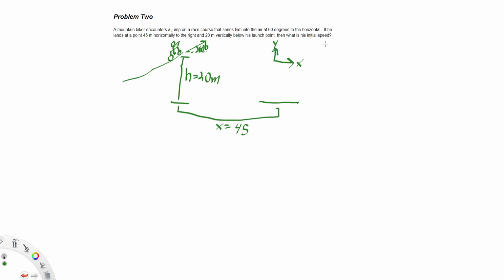The thing that we actually want to know is the initial speed, right? Whereas speed is the magnitude of velocity. So we would like to take our initial velocity and write it as some initial speed times a direction vector.